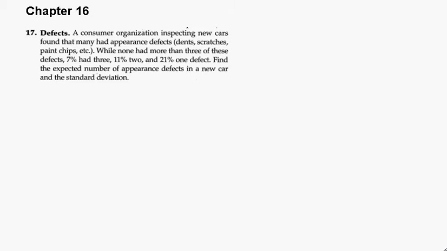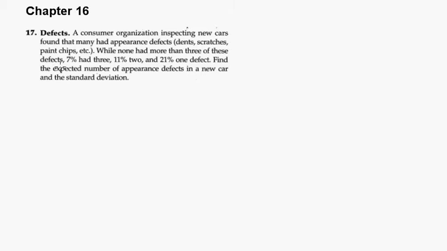Okay, this is problem 17 from chapter 16 of the textbook Stats: Modeling the World, second edition. It looks like we have a consumer organization inspecting new cars, and they're documenting the type of defects they have, appearance defects, so dents, scratches, paint chips, not major functional defects.